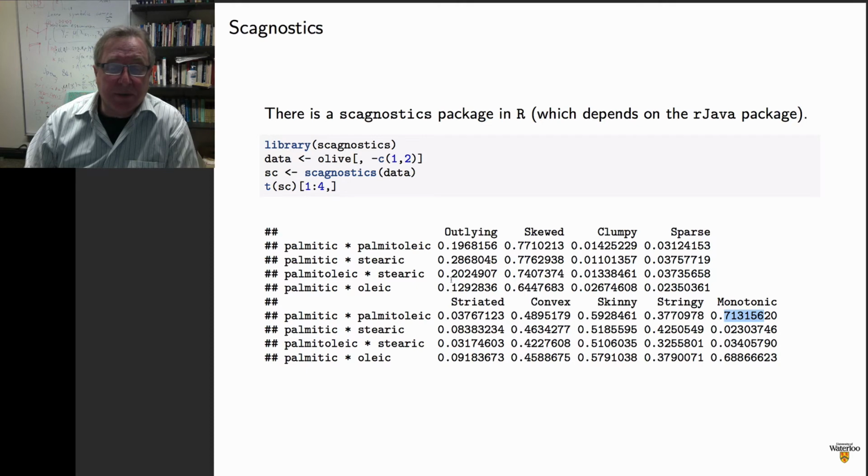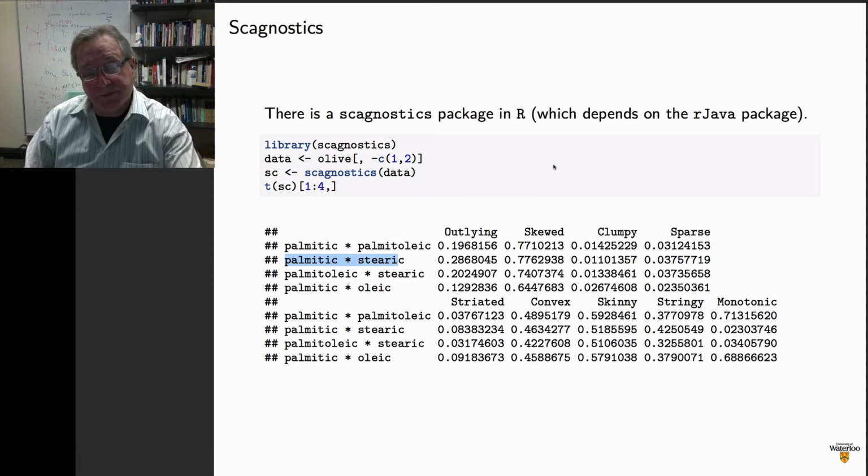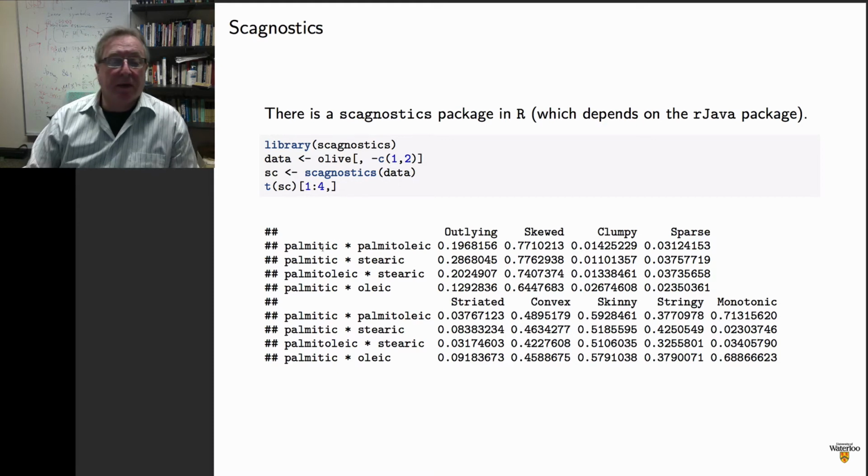So all of these scagnostics are calculated for all pairs of variates in the data set that you give it. So you've got 9 measures. No matter how many variates we had in the data set, we reduce that to 9 variates, because we're going to look at what are interesting pairs of variates here.